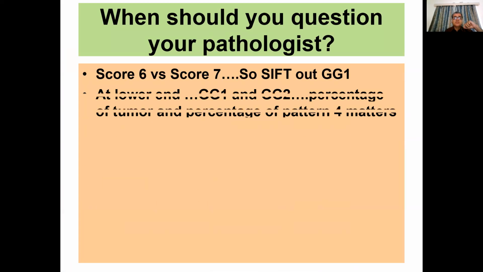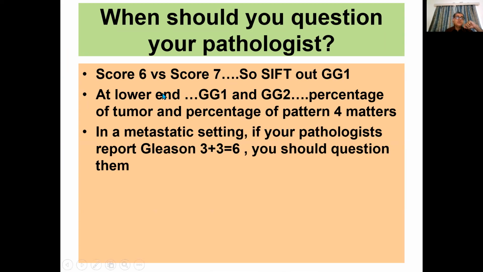So when should you question your pathologist? As a clinician, when you have a score of 6 versus score 7, you have to be absolutely sure that your pathologist is not making a mistake here, because score 6 patients would be likely candidates to go into active surveillance, whereas a score 7 patient would probably need some kind of therapy. And at the lower end of the spectrum, the percentage of tumor and the percentage of pattern 4 does matter. So you should ask your pathologist whether he can really tell how much percentage of pattern 4 is there and how much tumor percentage is there. And in a metastatic setup, we definitely now know that a Gleason score 6 does not have the malignant potential to spread outside the prostate.